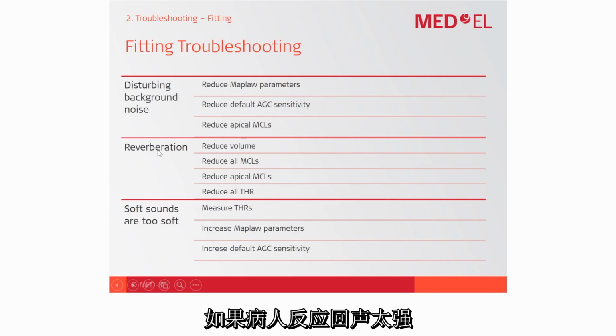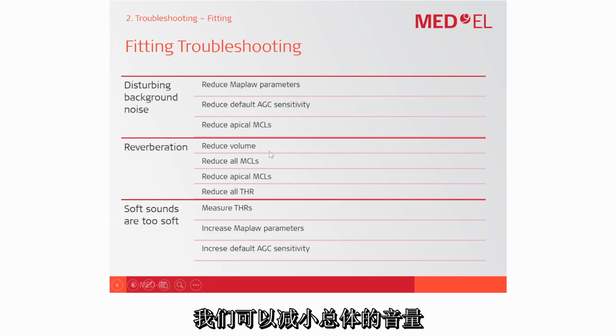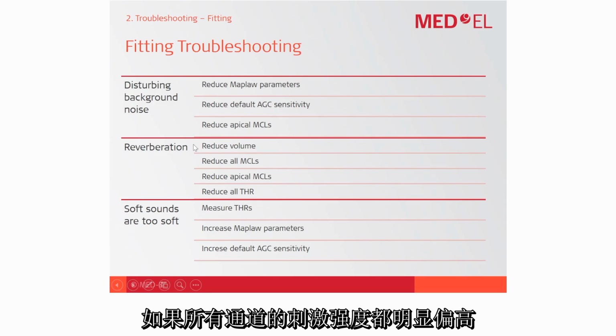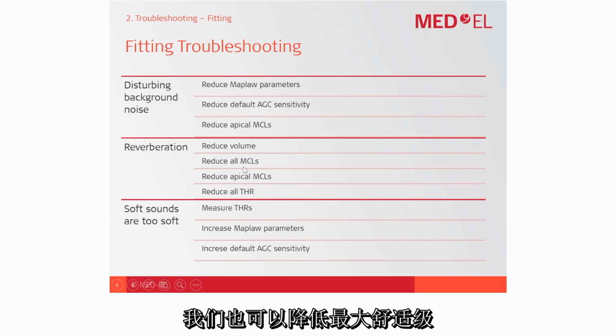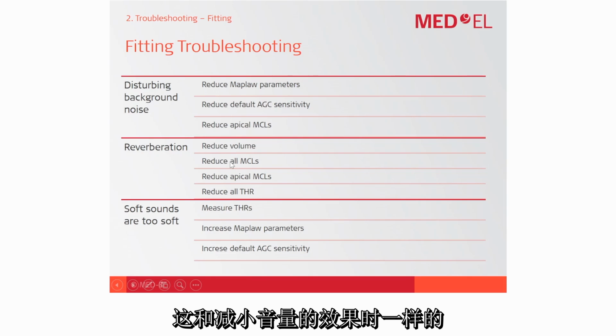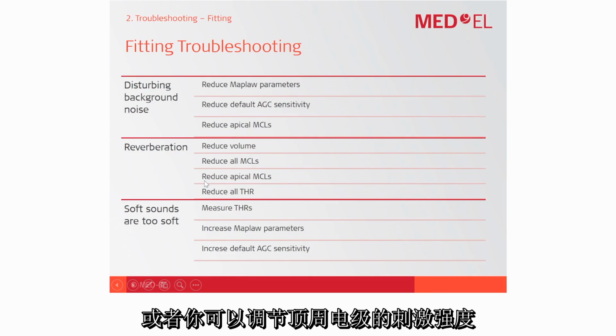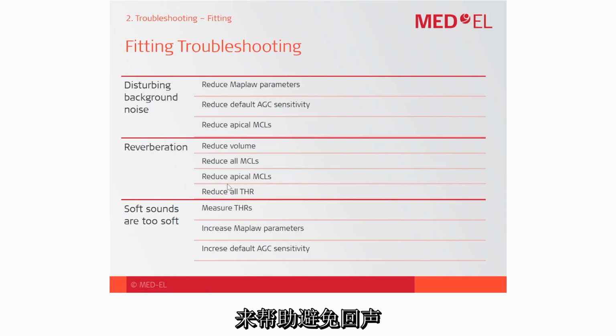If the patient is struggling with reverberation, you could reduce the overall volume. This is sometimes observed when too much stimulation intensity is presented on all the channels. You could also instead reduce the MCLs, which has a similar effect as reducing the volume. And you could also only address the apical channels to help avoid reverberation.